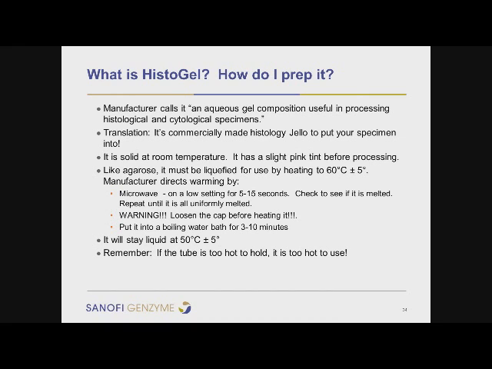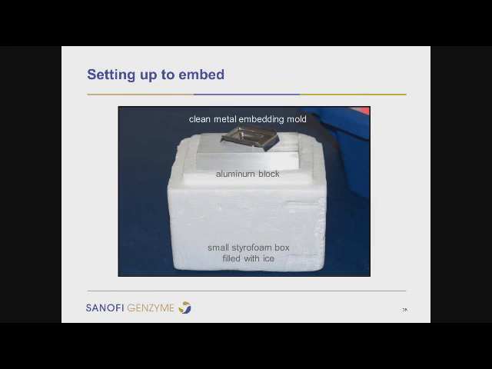But like agarose, it must be liquefied for use, and the manufacturer says to heat it to 60 plus or minus 5 degrees. The manufacturer directs warming it by microwave on a low setting for 5 to 15 seconds at a time, checking in between, and again, loosen that cap. Or you can put it into a boiling water bath for 3 to 10 minutes. The manufacturer also says it will stay liquid at about 50 degrees. And I say, remember, if the tube is too hot to hold, it's too hot to use.